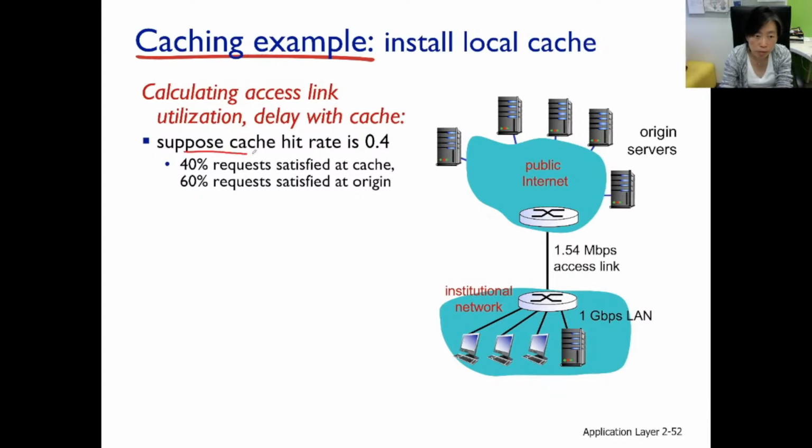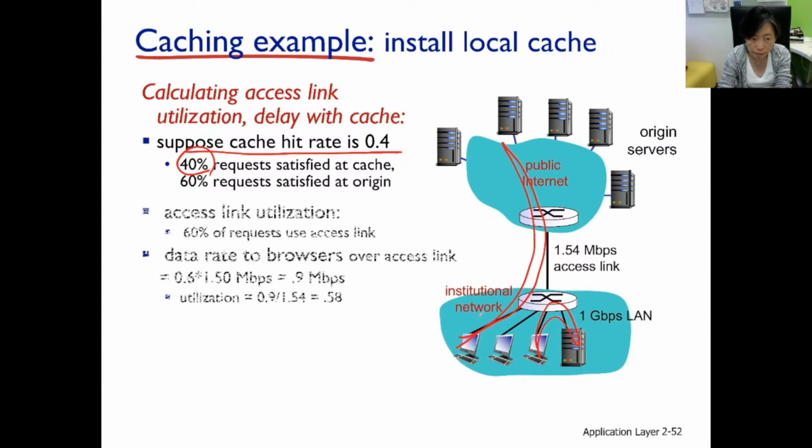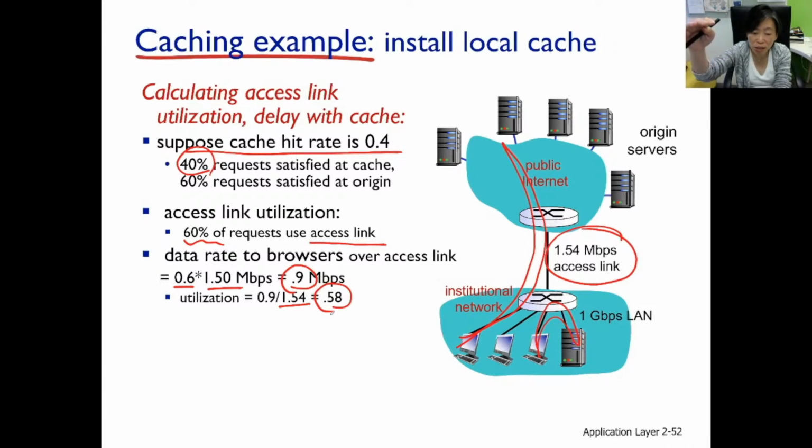Let's suppose the hit rate is 0.4. Then we see 40% of the requests will just stay here. Only 60% goes out and back. Great. So we know then the utilization of the access link is 60% of scenario one. And how much is that? 60% of the traffic, then it's only this much traffic on the 1.45 megabits access link, only 58%. So we cut the utilization from 99% to 58% if we ended up having this hit rate.